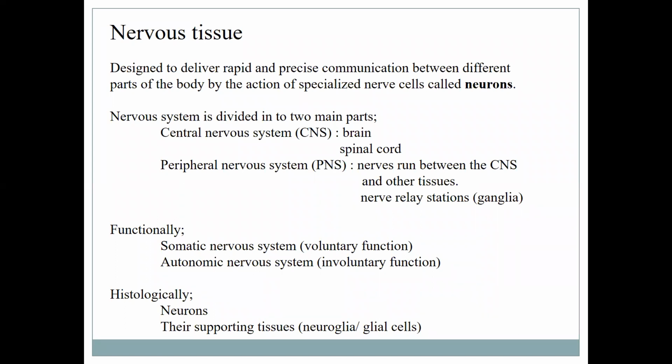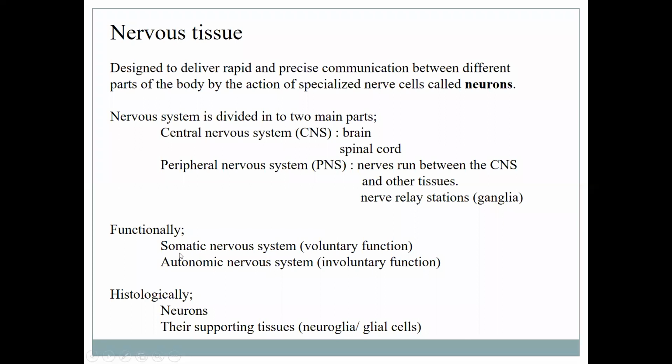So, the nervous system, we can divide in various ways. Mainly, it can be divided into two main parts. Those are the central nervous system, which is comprised of brain and the spinal cord, and the peripheral nervous system, which is comprised of nerves running between the CNS and other tissues, and the nerve relay stations, which are called ganglia.